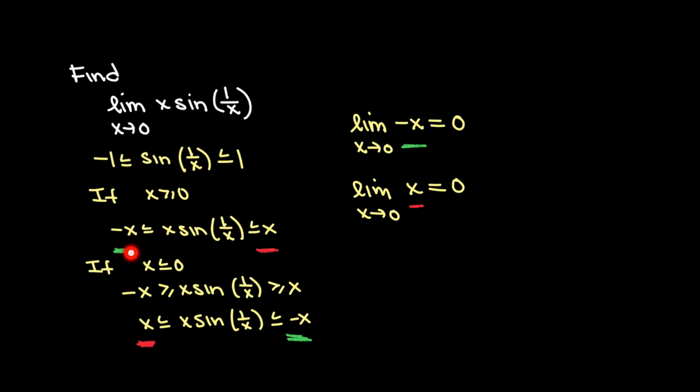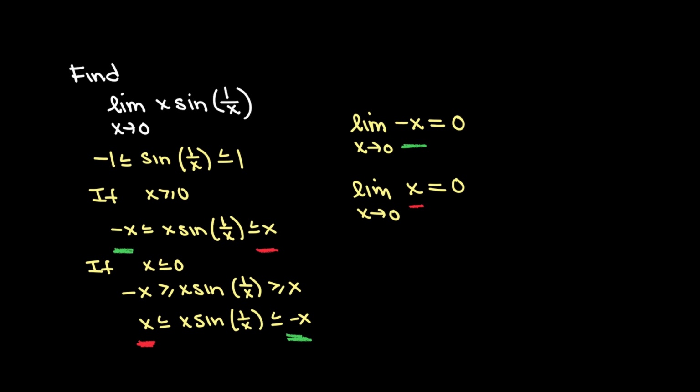And so what I'm going to do here is I'm going to find the limit of -x, which is my lower bound when x is positive, and my upper bound when x is negative. And if I find the limit as x goes to 0 of -x, I'm just going to get 0. I just plugged my x value in to do that. Then I'm going to find the limit as x goes to 0 of +x, which is my upper bound when x is positive, and my lower bound when x is negative. Well, that limit is 0 as well.